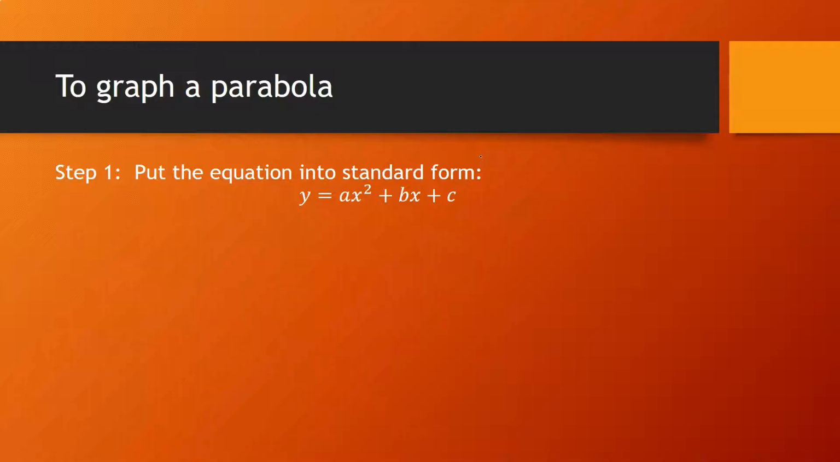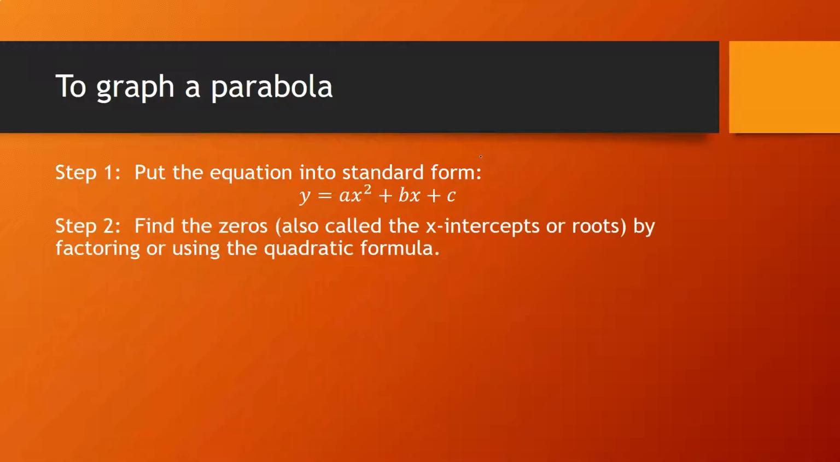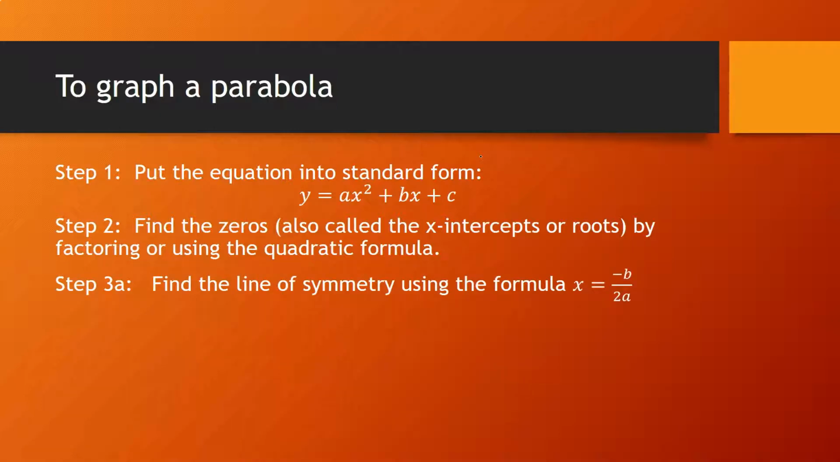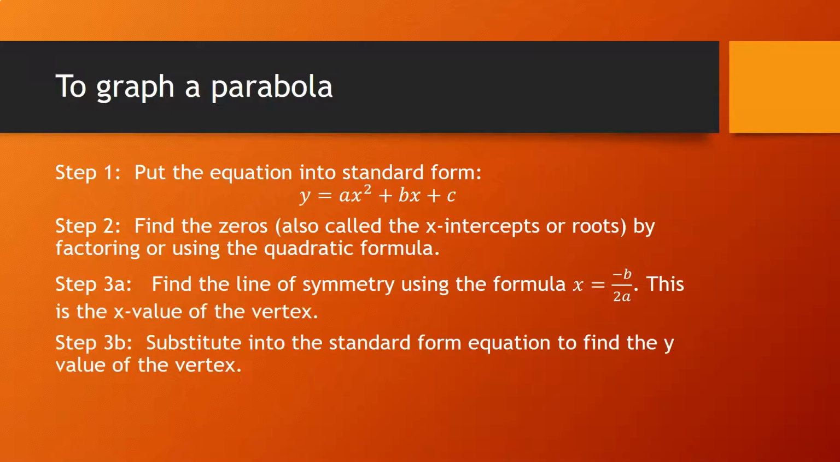Sometimes we put 0 in for y. We do that when we need to find the zeros. We find the zeros by factoring or using the quadratic formula. Step 3a is to find that line of symmetry using this formula, x equals -b over 2a. Again, make sure you're writing this down as we go. This is the x value of the vertex. And step 3b is to substitute into the standard form equation to find the y value of the vertex.